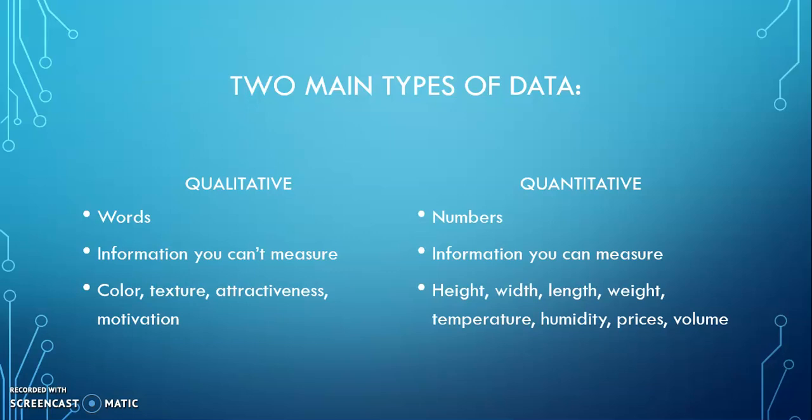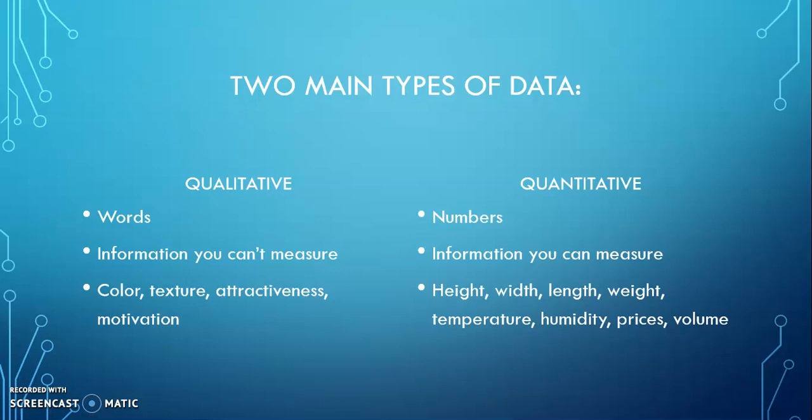But qualitative data is stuff that you don't measure with a ruler or a scale or a pulse oximeter like we did with the homeostasis lab. You don't use a tool to measure this. It's something that you use your eyes or your senses to measure.